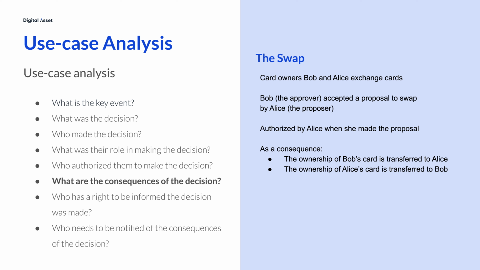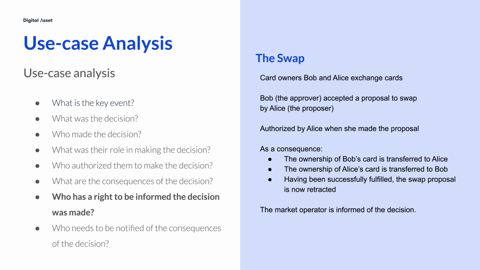Finally, we reach the true business value at the heart of the workflow. What are the consequences of the decision? In our case, there are 2 obvious consequences. The ownership of Bob's card is transferred to Alice, and the ownership of Alice's card is transferred to Bob. You might miss it on the first pass, but there is also a 3rd consequence of note. The exchange can only happen once. So once it has happened, the proposal that authorized it has been fulfilled and is now retracted.